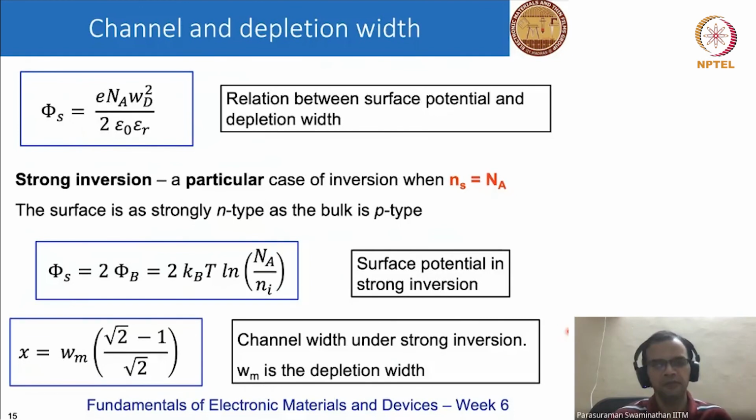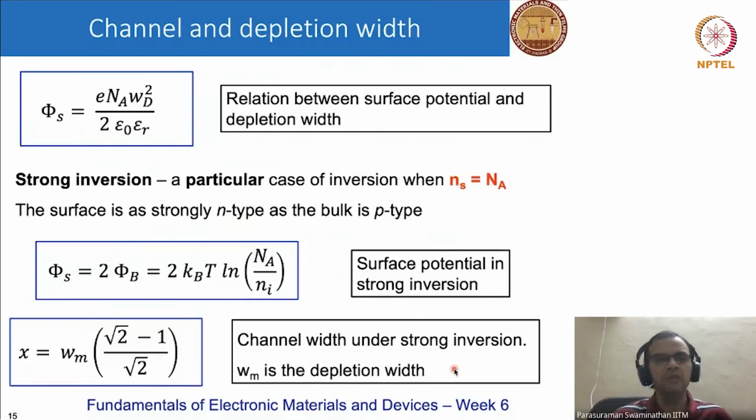So this channel which we create under strong inversion is what is used to carry the electrons from the source to the drain. So in this week, we have looked at 3 types of transistors: a current control device, which is nothing but the bipolar junction transistor, and 2 voltage control devices. One is the JFET, the other is the MOSFET. And we've also looked at creation of the channel in the MOSFET by focusing only on the metal, oxide, and semiconductor region. With this, we are done with week 6.